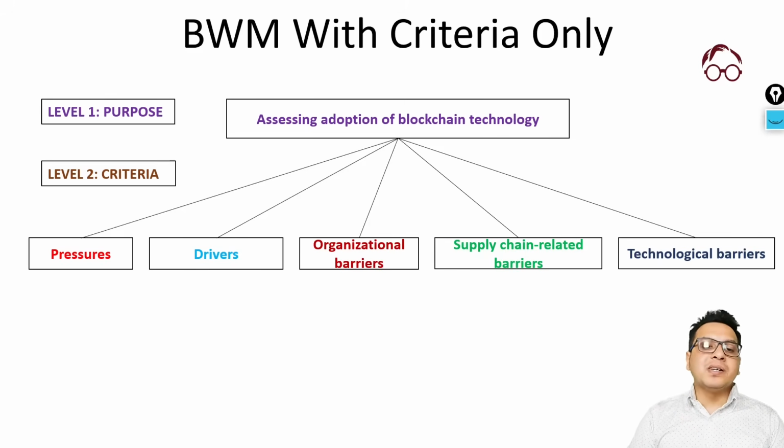So for example, this study could be that we want to assess the adoption of blockchain technology. And here, based on a literature review or an interview with experts, we found that there are 5 main criteria for adoption. One criterion is pressure, another one is drivers, another one could be organizational barriers, supply chain related barriers, and technological barriers. So these could be the five criteria.